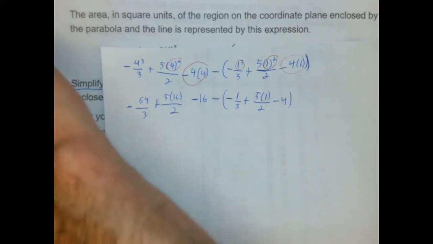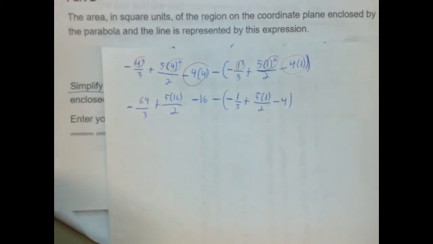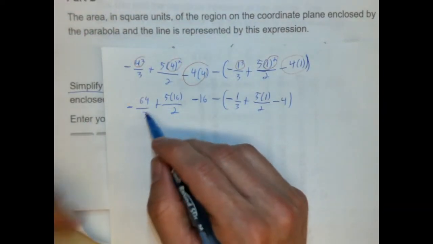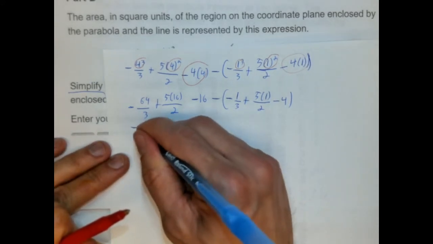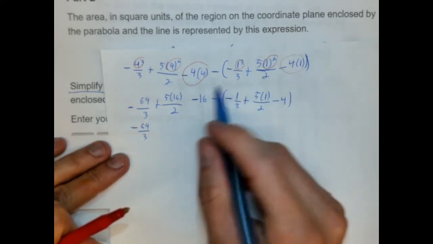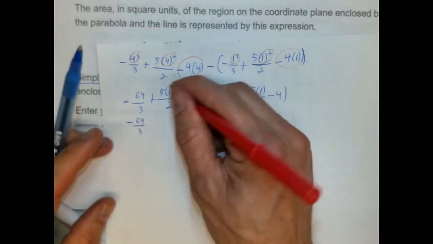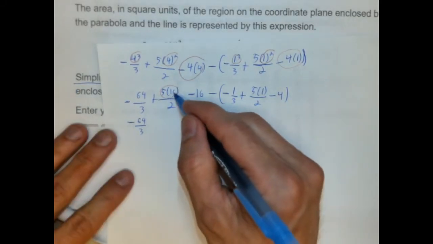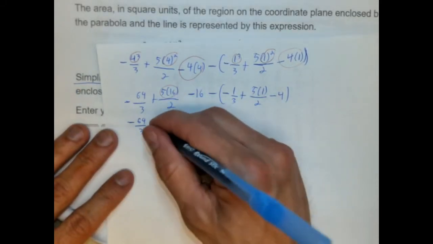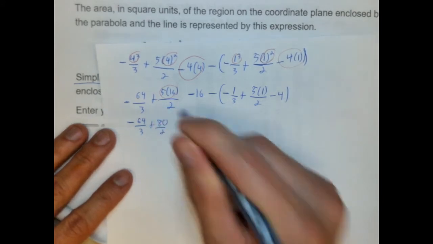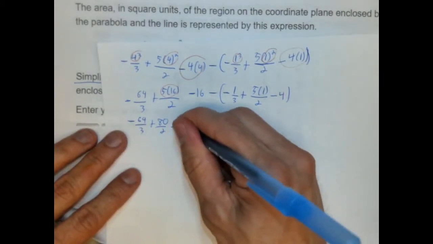Okay, so we got a lot of progress done there, so now we can simplify it a little bit more. I'm going to leave this as an improper fraction. You'll see why. This problem is a lot easier if you leave things as improper fractions. Let's do this. 5 times 16, 5 times 6 is 30, carry the 3, is going to be 80, so plus 80 over 2. Negative 16 is going to stay as is.